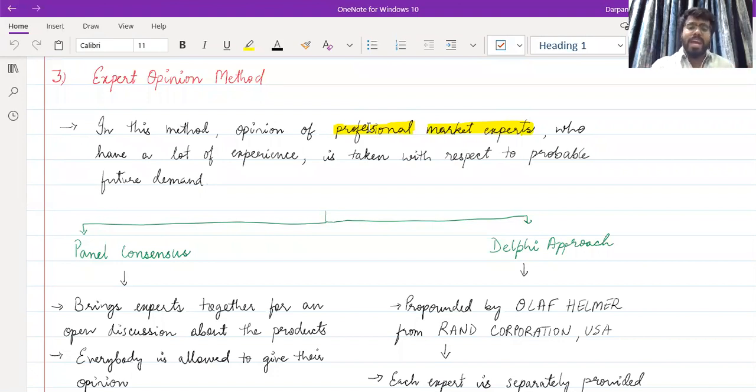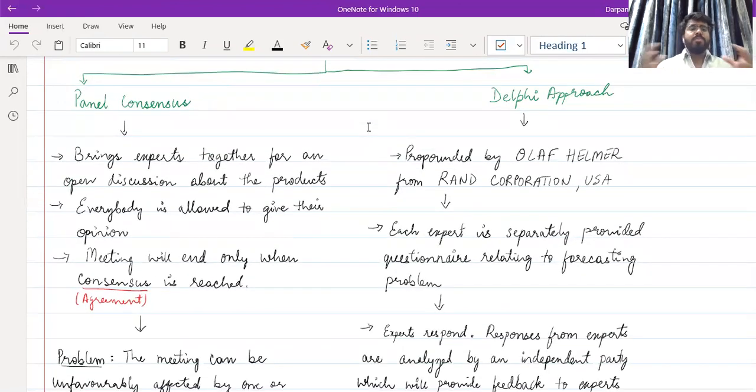One is what? Panel consensus, where you're calling everybody to one place and having a meeting, right? Like a conference room. In the conference room, everybody can put across their point. The meeting will end when everybody is in consensus, when everybody agrees to one point. Whatever conclusion is being drawn, everybody should be in consensus. That is when the meeting ends. That conclusion is nothing but your answer, correct?